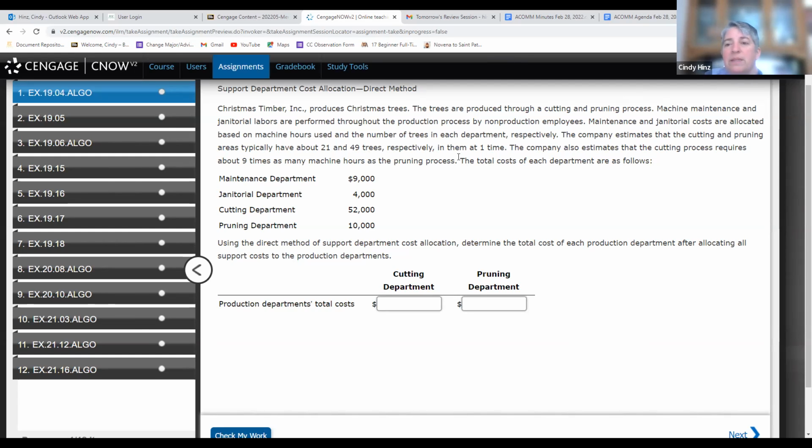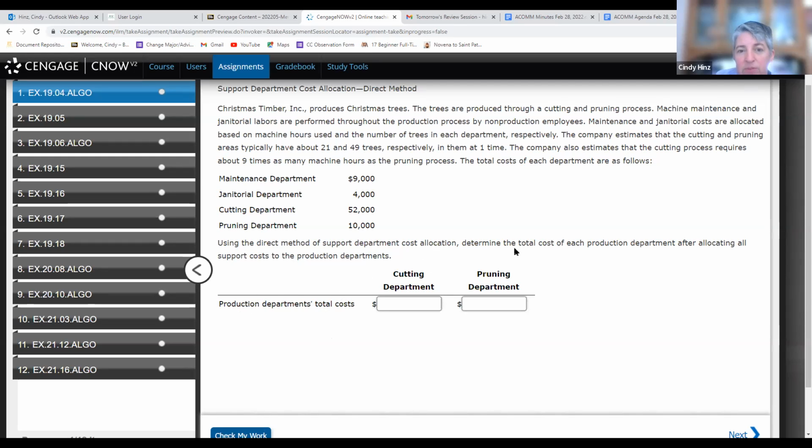The company estimates that the cutting and pruning areas typically have about 21 and 49 trees, respectively, in them at one time. So 21 plus 49, that's a total of 70 trees. And hang on one second. I'm just reading what we're supposed to be doing here.